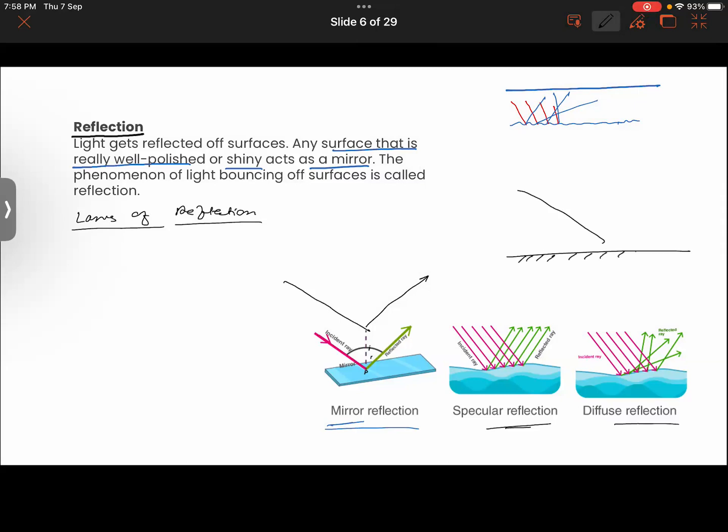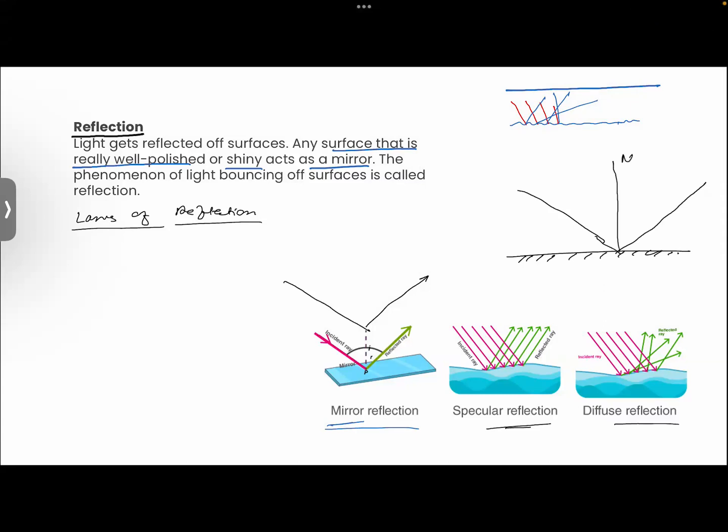let me make it clear. You have this mirror here. This is the incident ray, this is the reflected ray, and this is the normal. All right. Okay, this is the normal, this is the incident ray, this is the reflected ray.